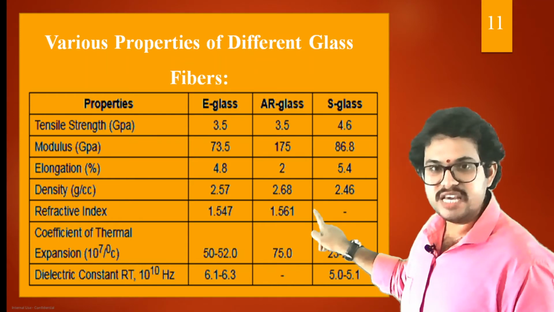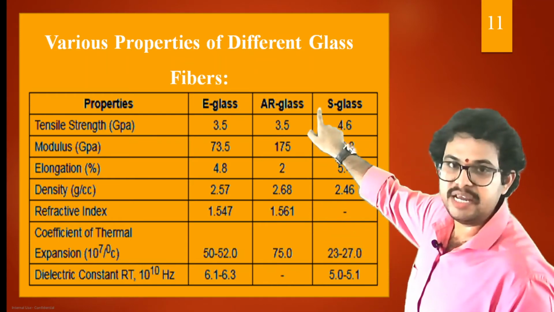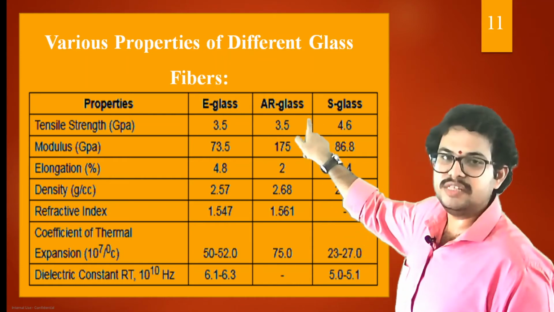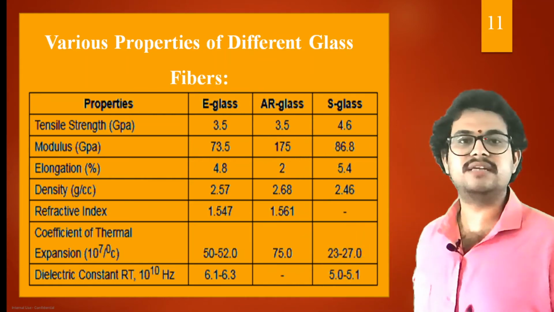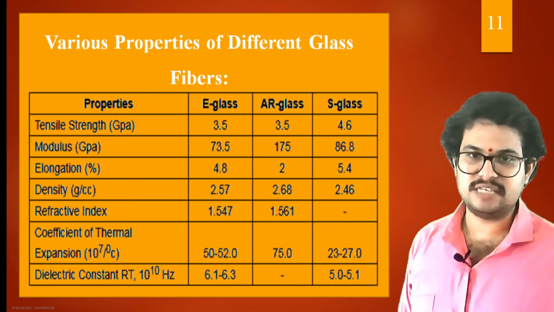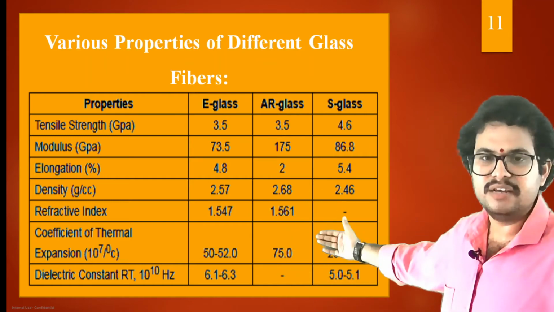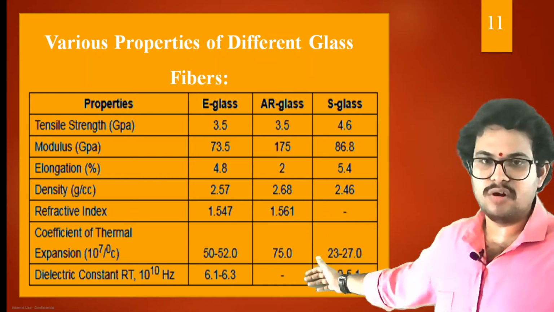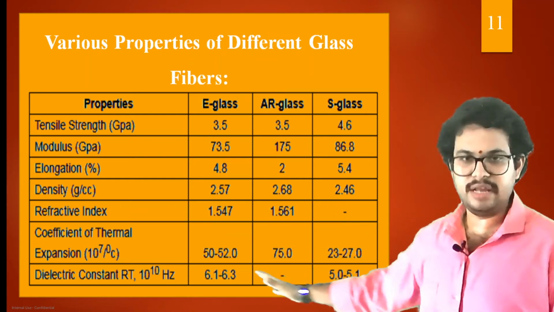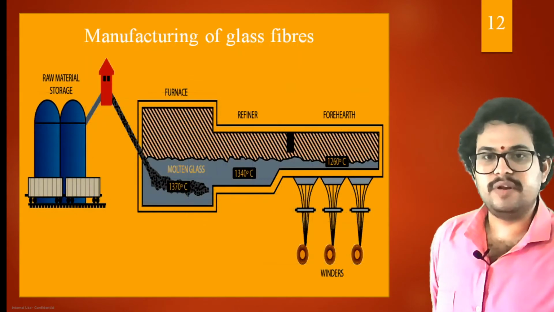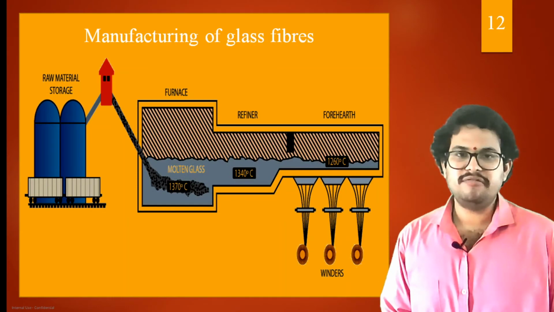Though the density is low, go back to the first property: tensile strength is high. That's the reason we call S glass high performance glass, or high strength low density glass, right? Next, we have refractive index, coefficient of thermal expansion and dielectric constant, and all these properties are generally compared between these three categories. Okay, now the final topic of today's class, manufacturing of glass fibers.